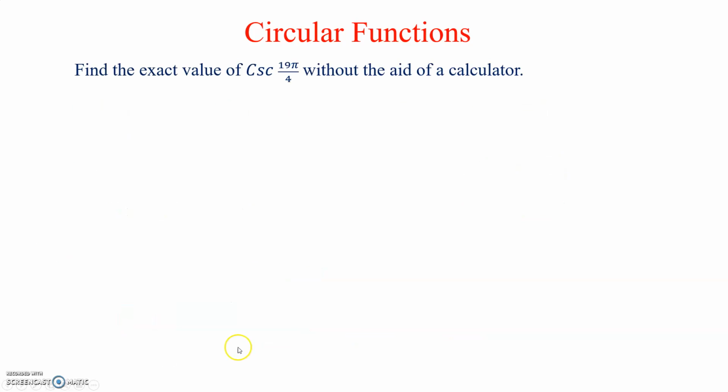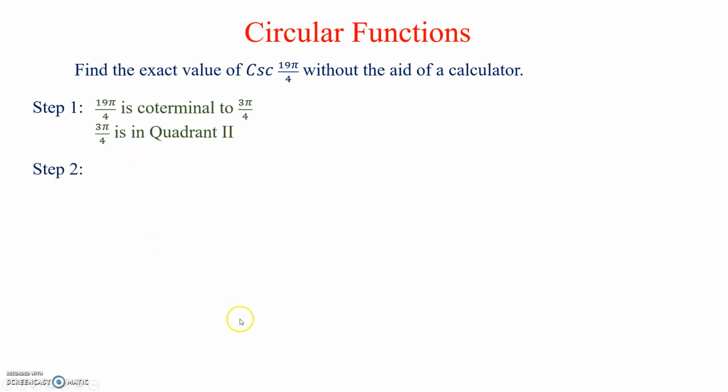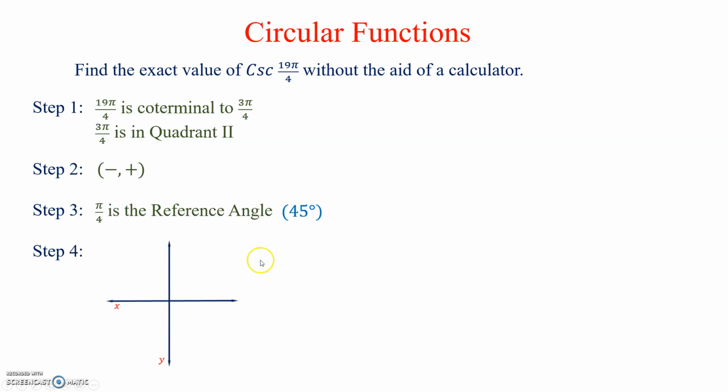Next one. Now we're using radians. Step 1 is still the same. We found our coterminal angle, 3 pi over 4. Next is to find the signs of the coordinates in quadrant 2, negative, positive. Our reference angle here would be pi over 4, and pi over 4 just happens to be the same as 45 degrees, which helps us to convert to our special right triangle. So I will draw a 45-degree angle in quadrant 2.